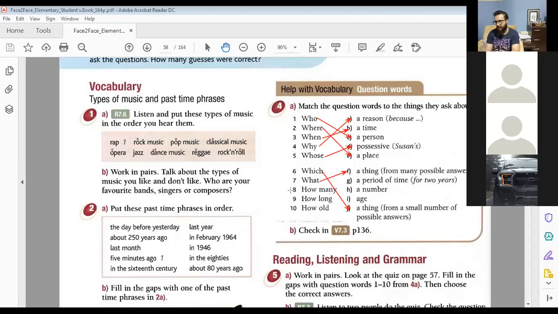What about how many? For numbers. Number. Correct. Yes. We use it for numbers. How long? A period of time.